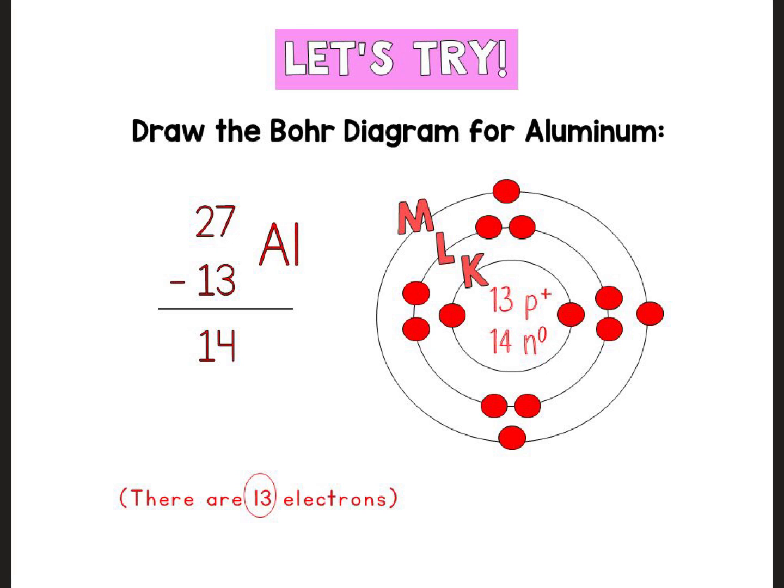Aluminum is Al. It has a mass number of 27, and there are 13 protons due to the atomic number being 13. When you subtract, you get 14 neutrons, and of course there are 13 electrons. When you break these up into their individual shells, you get 2 electrons in the first shell, 4 pairs or 8 electrons in the second shell, and 3 electrons in the third shell. Notice how these 3 electrons are all unpaired. They're by themselves in different corners.